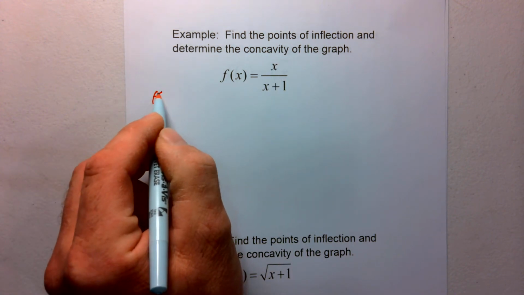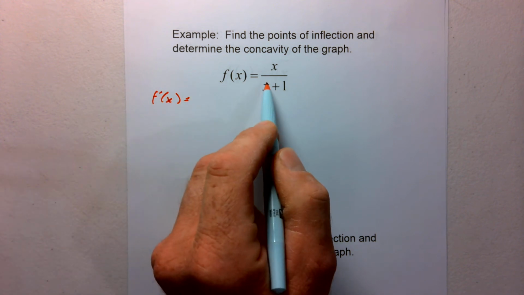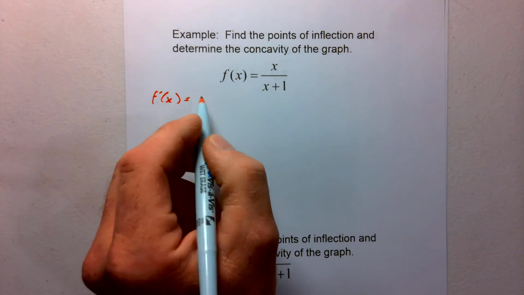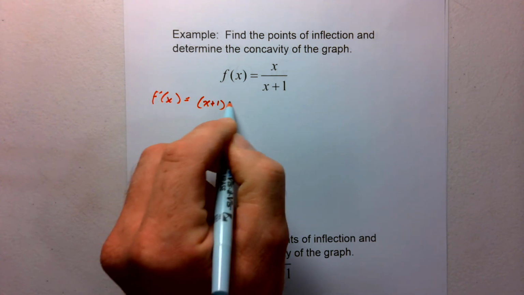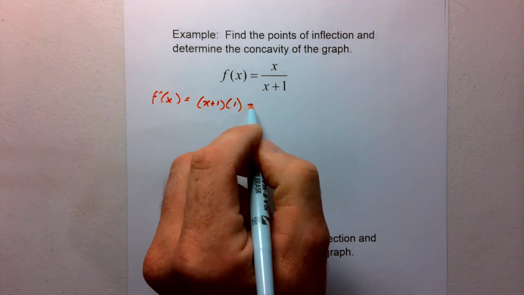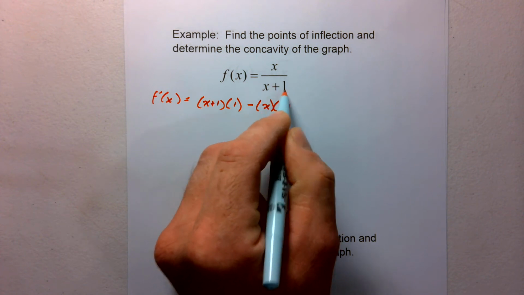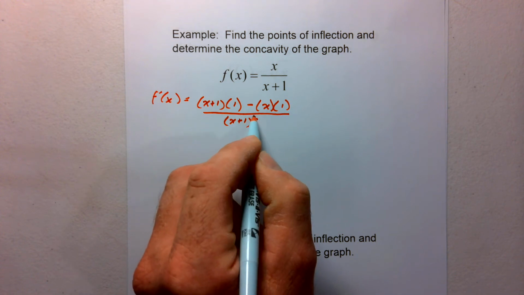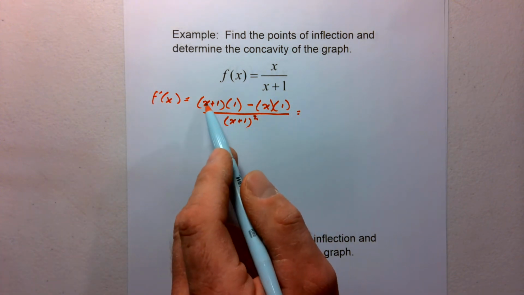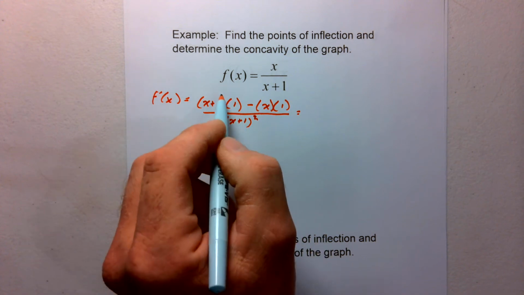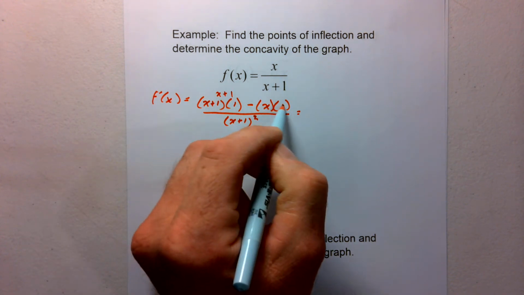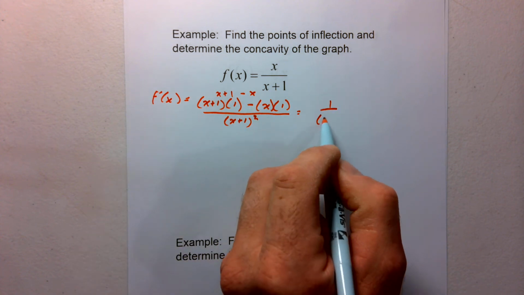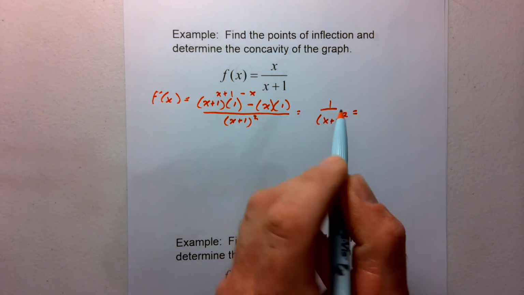So the first thing we're going to do is find our first derivative. And the first derivative today is going to be a little more complex. We're going to have that quotient rule that we're going to have to use. So we have x plus 1, derivative of the numerator, which is 1, minus x times derivative of the denominator, which is 1, over x plus 1 squared. Cleaning this up, we have x plus 1 times 1, which is going to be our x plus 1. And x times 1 gives us a negative x there. So our x's will cancel. We're left with 1 over x plus 1 squared.